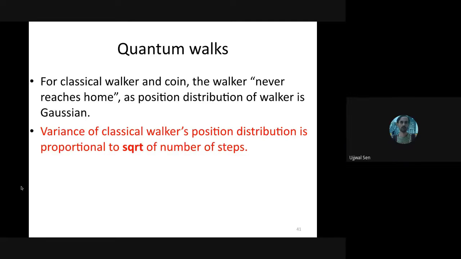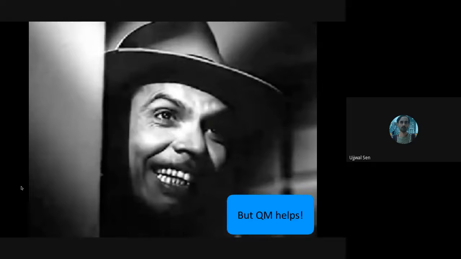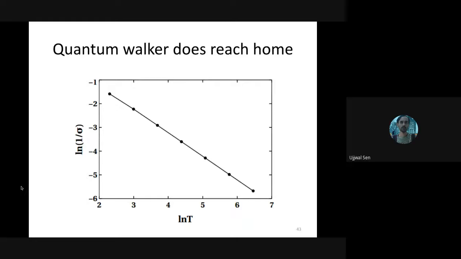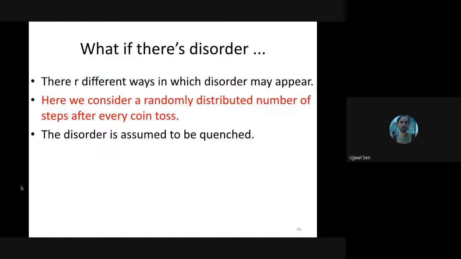Okay. So this is what a classical random walk is. One can consider a quantum random walk, where you can show that the variance is actually better. So in this sense, quantum mechanics helps. So I will go to the end of the talk.